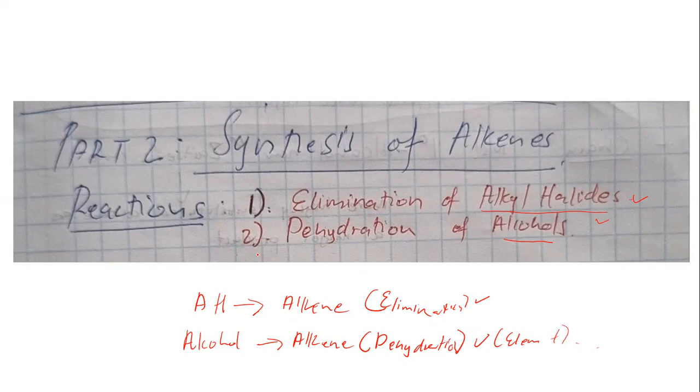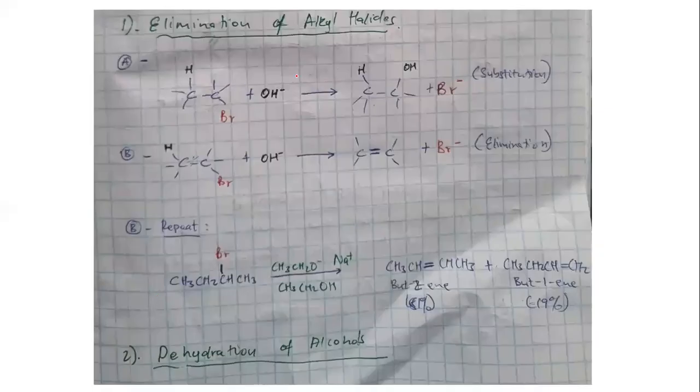Right. So let us go through elimination of alkyl halides. Now we are starting with the elimination of alkyl halides. It's very important to be able to see the reaction. So we have reaction number A and reaction number B. Reaction number A is called substitution. Reaction number B is called elimination. Remember, we are only going to talk about the elimination under the elimination of alkyl halides.